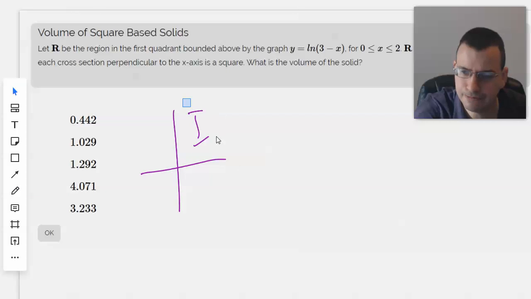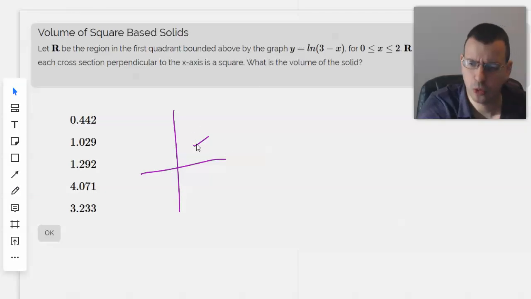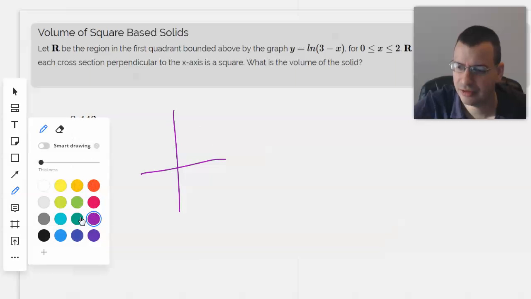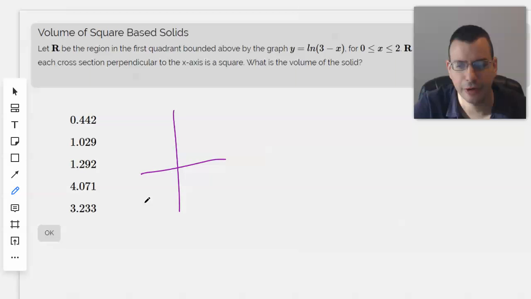Okay. That's a lot of information. I don't understand. Okay, so it looks like we have some sort of solid. Looks kind of like this.